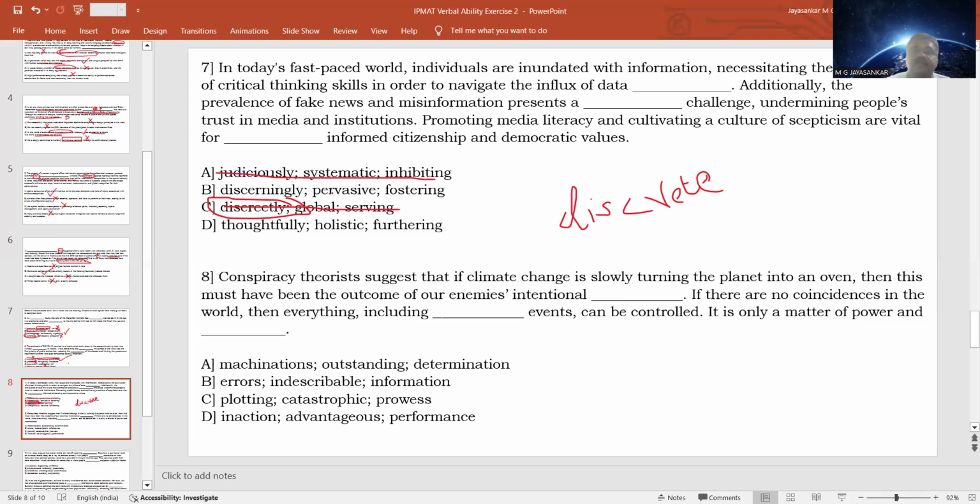So we can completely ignore this one. Pervasive challenge means a challenge that is present everywhere, a very widespread challenge. So good answer, discerningly, pervasive is okay. Holistic challenge. What is holistic? Wholesome challenge means on the whole it is a challenge, or overall challenge. So that also is good. Overall challenge. The influx of presents a holistic challenge.